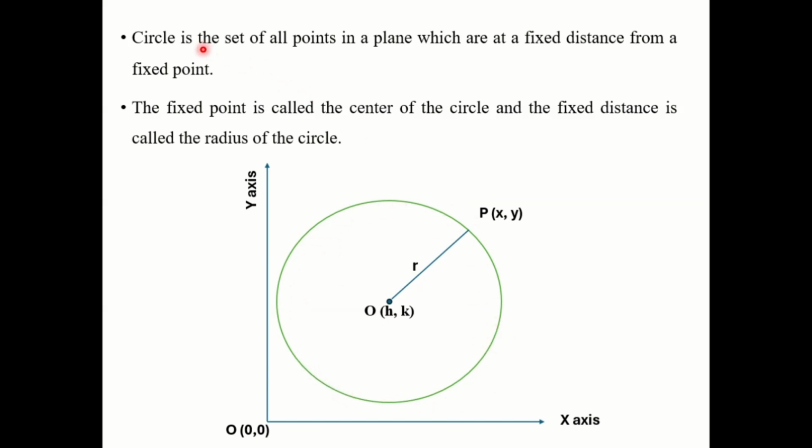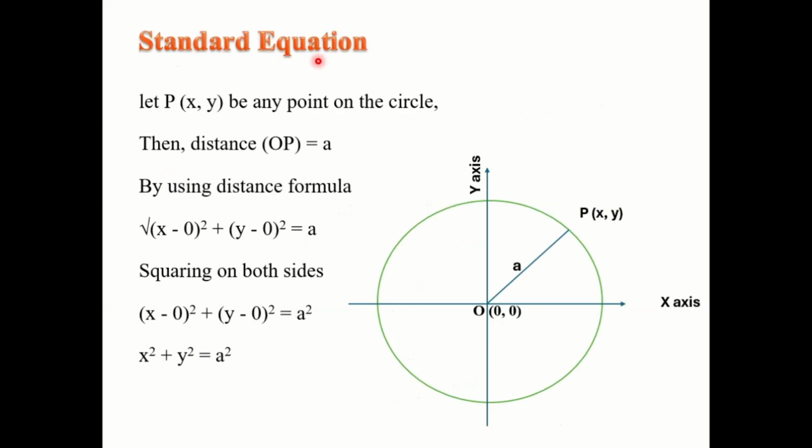Circle is the set of all points in a plane which are at a fixed distance from a fixed point. That fixed point we call it as the center of the circle. Fixed distance we call it as the radius of the circle. P is any point on the locus of the circle whose coordinates are x and y, and circle is a set of all points in a plane. This is the xy plane. Clear definition of circle? The fixed point is called the center of the circle and fixed distance is called the radius of the circle. Now standard equation of circle.